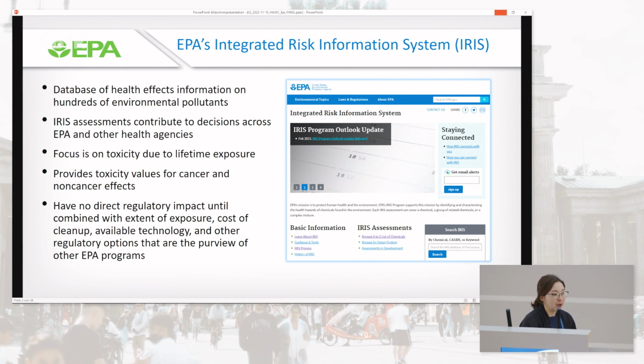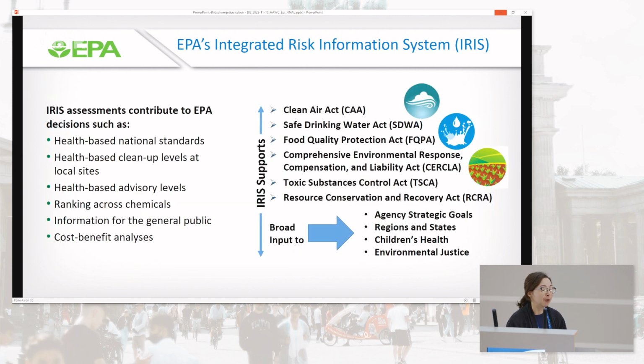So as many of you might be aware, EPA's Integrated Risk Information System, or IRIS program, develops a database of health effects information for hundreds of environmental pollutants. IRIS assessments focus on toxicity due to chronic or lifetime exposure, and as well as hazard identification, we also produce toxicity values through dose response assessment for both cancer and non-cancer effects. So importantly, IRIS products and assessments do not have a regulatory impact themselves, but underlay EPA decisions including health-based standards, cleanup levels at contaminated sites, and also support various legal acts such as the Clean Air Act, Safe Drinking Water Act, and so on.